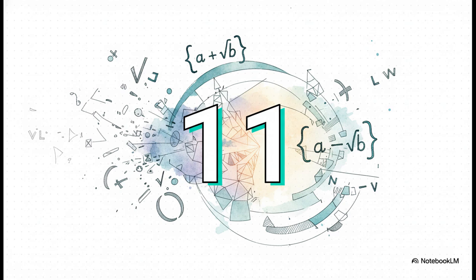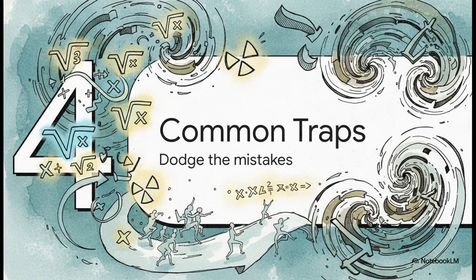Just 11. How clean is that? We didn't need FOIL, we didn't need to combine like terms, nothing. The conjugate pattern just wiped the radical right off the map. That is the power of this amazing shortcut. So you've got the rules, you've got the superpower.